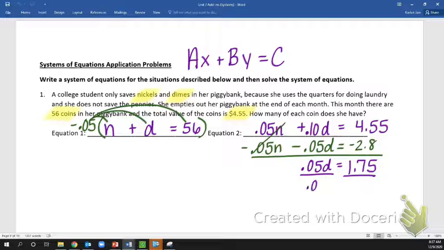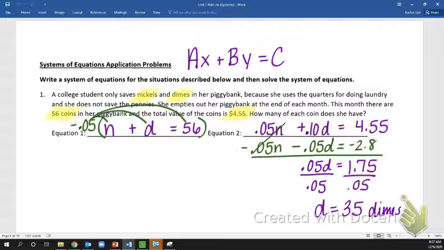Once we divide both sides by 0.05, we're going to get our solution. We get that the amount of dimes is 35. So I'm going to label that 35 dimes.